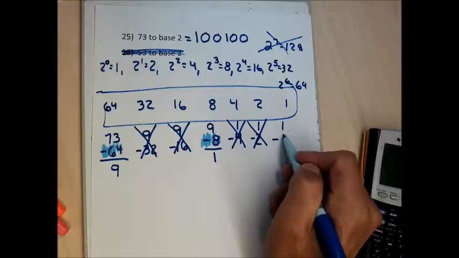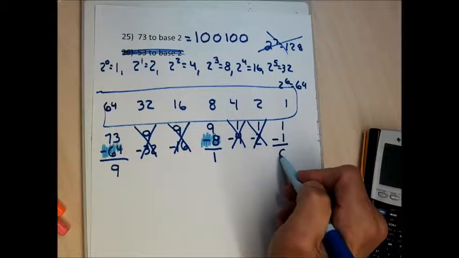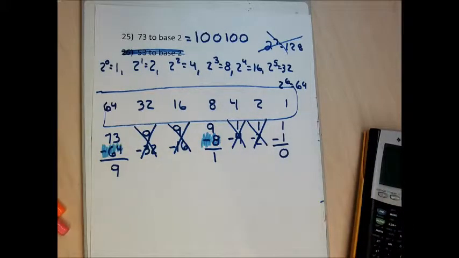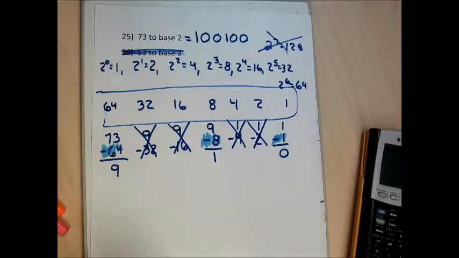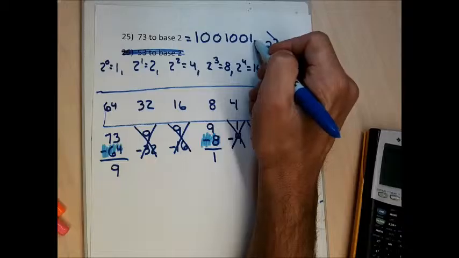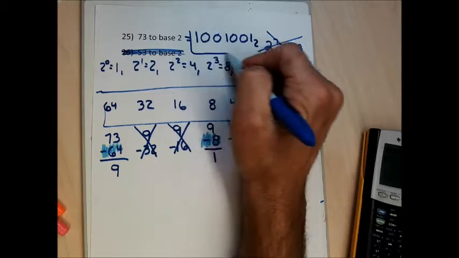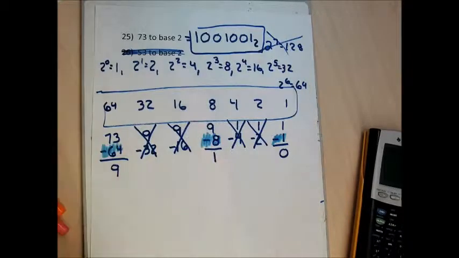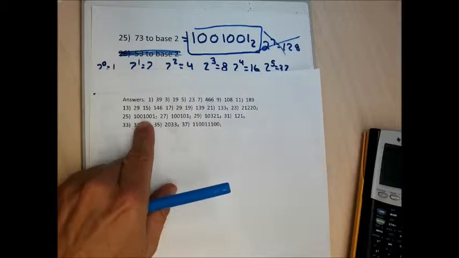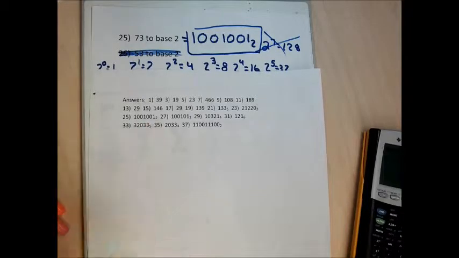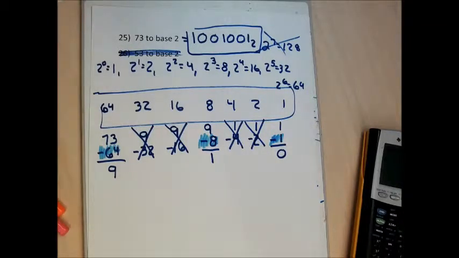I'm able to subtract it. I get down to a 0, so I'm done. I've used up all the powers of 2. I'm down to a 0. The last number I'm going to put is a 1, and then I need to put a base 2 in my answer. So the answer to problem 25 is supposed to be 1001001 base 2. I'll work through 27 with you just because maybe you need to see more examples.